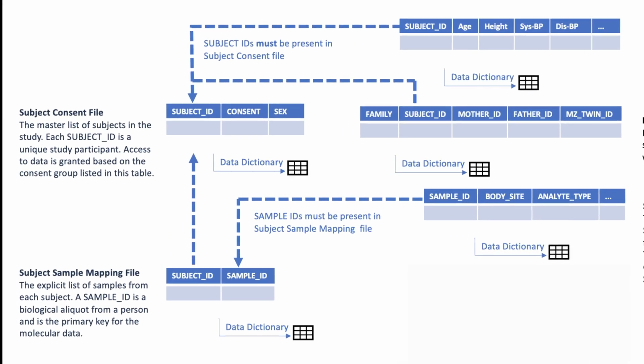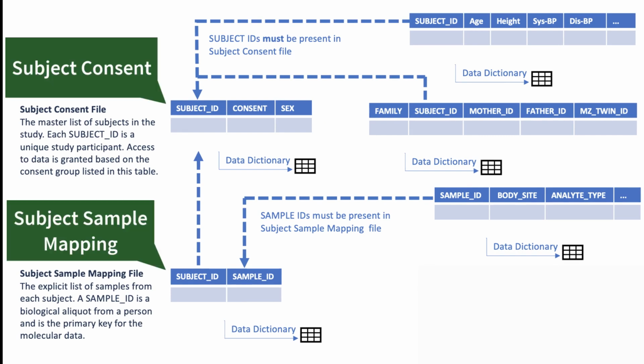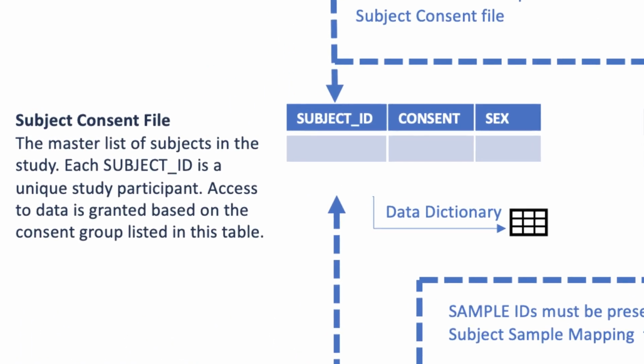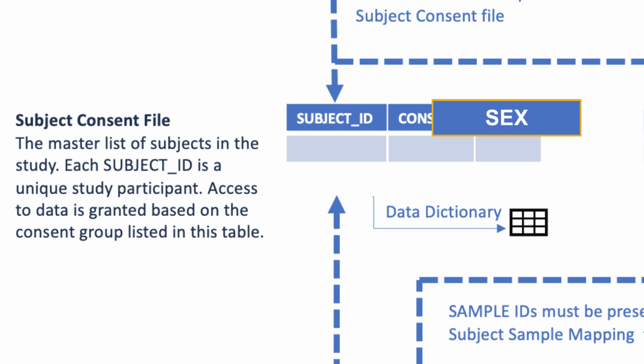Within the phenotype component are 2 core files, subject consent and subject sample mapping. Broadly, these files are used to assert the subject and sample identifiers and the consents across all data components with individual level data. More specifically, the subject consent dataset is a complete list of study participants for which individual level data will be available through dbGaP authorized access. Each person should be listed with one unique, de-identified subject ID, a single consent value based on the data use limitation, and the person's biological sex.